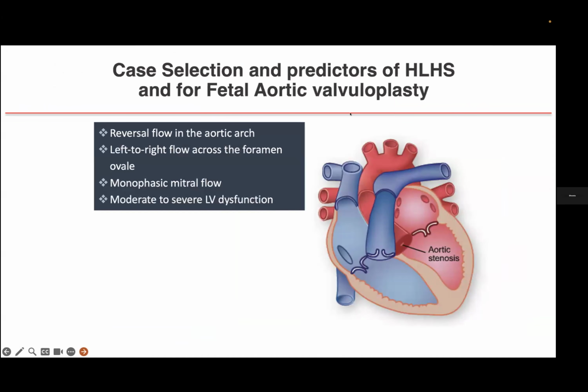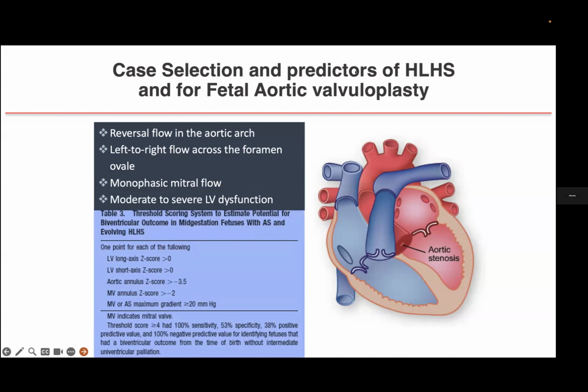So which case then we should select? This is the biggest question. So case selection is very important. And as I said, it is not only the sizes of the ventricle, mitral valve size, aortic valve size, but to document that there is a hemodynamic alteration which is coming. So these are the fetuses which are going to benefit by the fetal cardiac procedure.